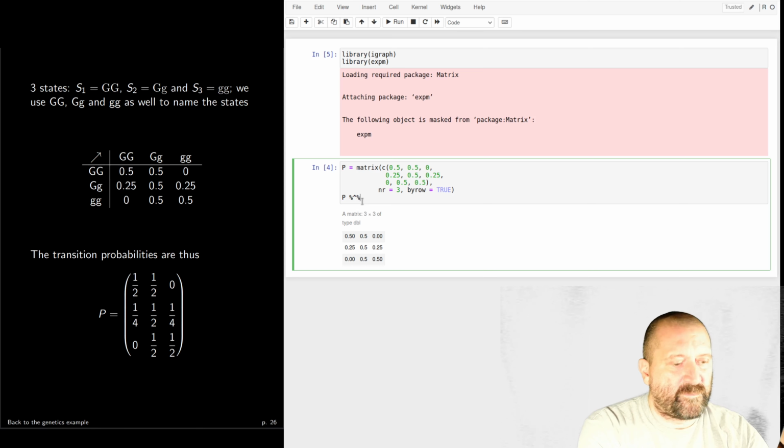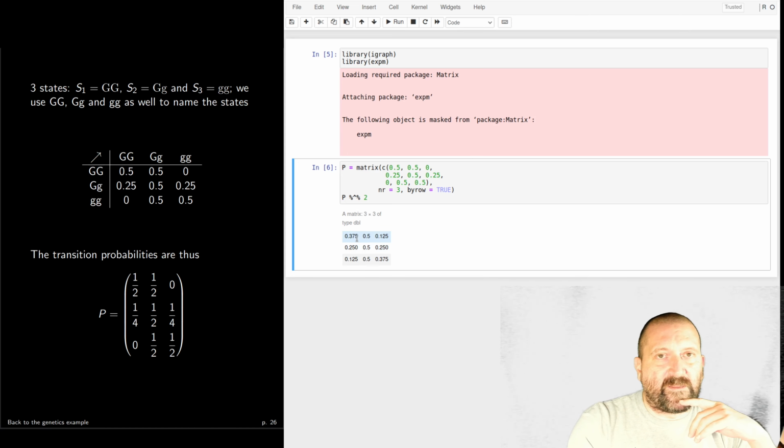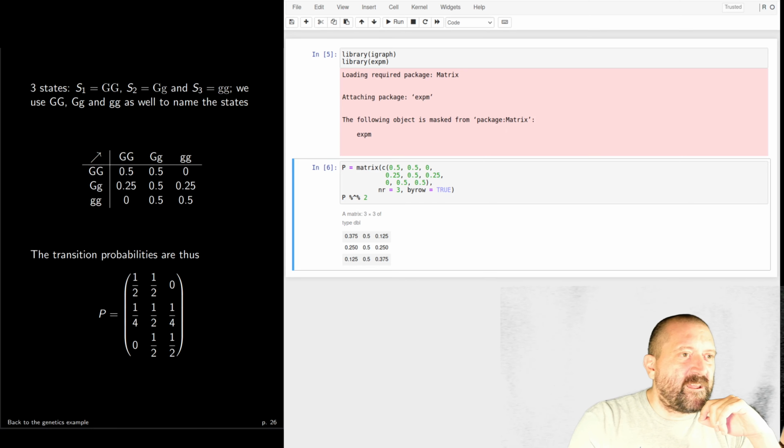And indeed, you can see that the second power of P is a positive matrix. All its entries are positive. Where was I? Okay, so the first question is, what does this matrix converge to?